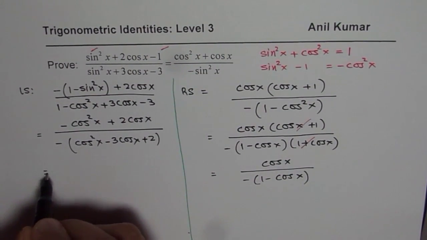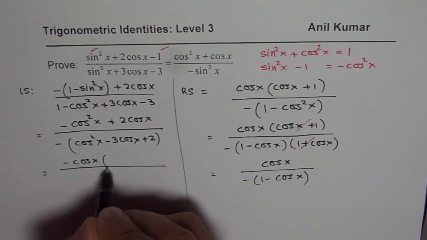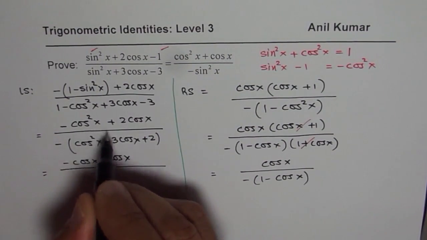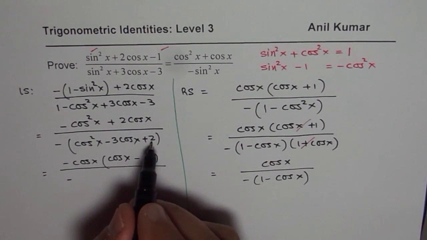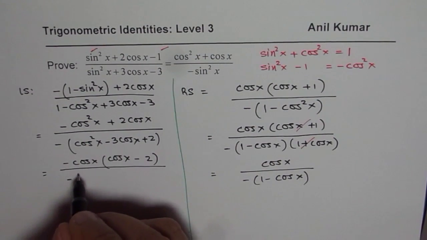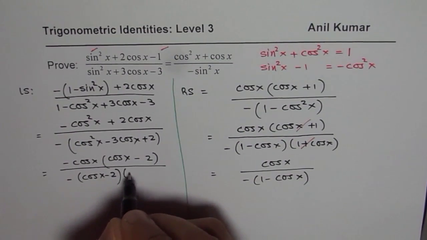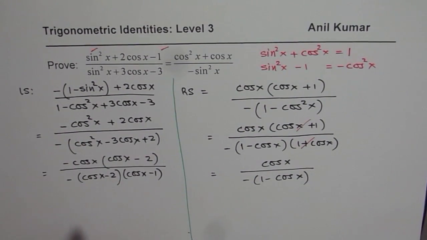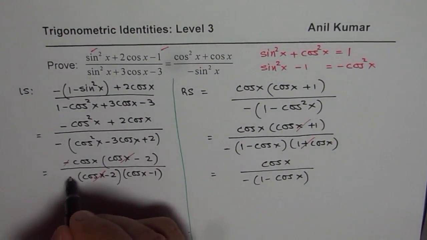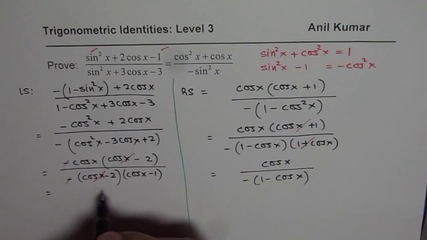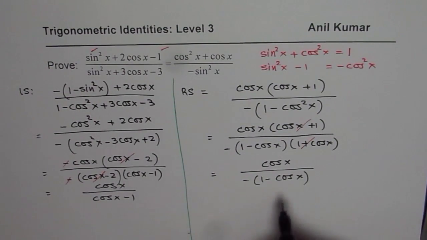And now we can factor both numerator and denominator. In the numerator, you get minus cos x here, so you get cos x minus 2 in the numerator. In the denominator, we need product of 2 and sum of minus 3, so it could be written as cos x minus 2 times cos x minus 1, correct? Now cos x minus 2 and cos x minus 2 cancel out, minus minus cancels out, and what you get here is cos x over cos x minus 1, and that is the same as this.